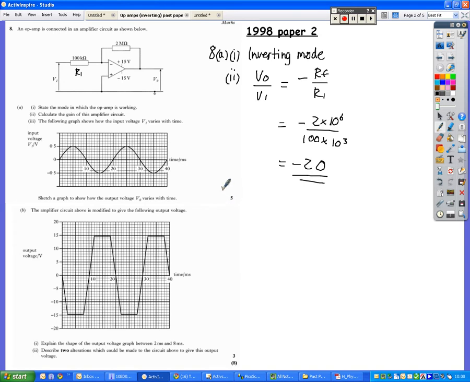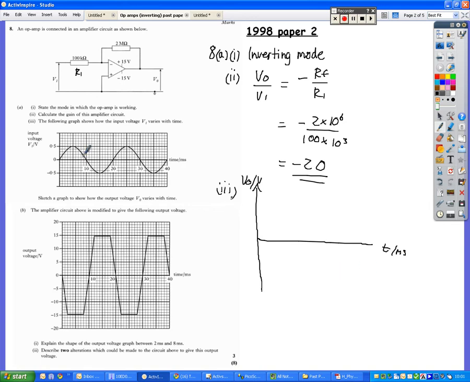3. The following graph shows how the input voltage varies with time. Now it's obviously an AC source because you can see it, it's a sinusoidal wave. Sketch a graph to show how the output voltage varies with time. So you're given the input and you've got to figure out what the output is for that period of time. Now you'll either get this totally right or you'll get it totally wrong. There's not really going to be anything in between.